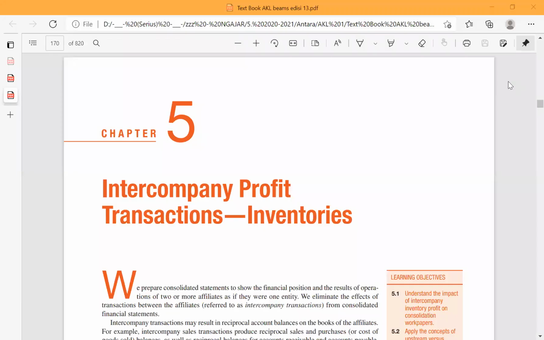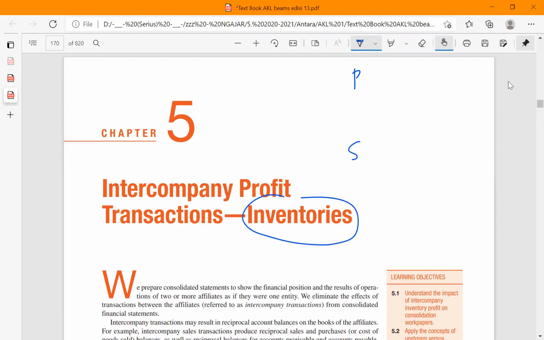So what is meant by the intercompany profit transaction? It means that there is a transaction between a parent and its subsidiary related to the inventories. And these intercompany profit transactions could be of two types. The first type is downstream. Downstream occurs when the parent sells the inventory to the subsidiary. And the second type is the opposite: the subsidiary sells the inventory to the parent. So this is what is meant by intercompany.